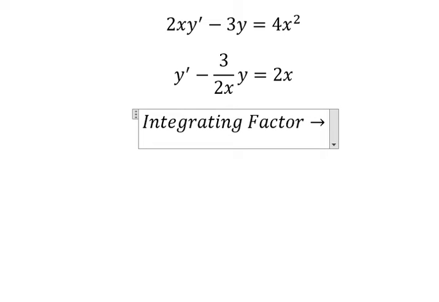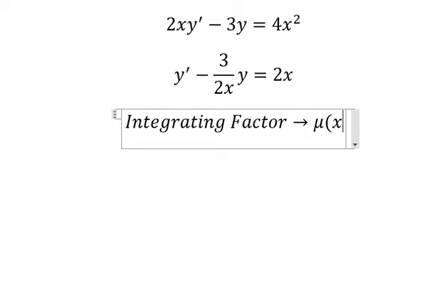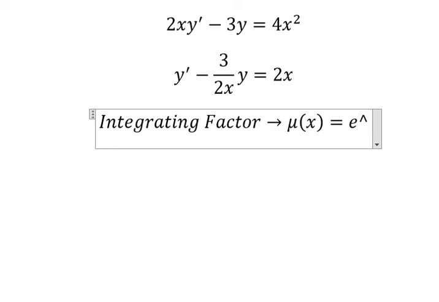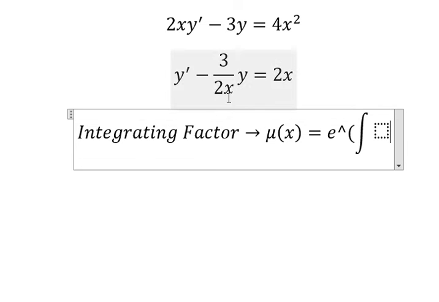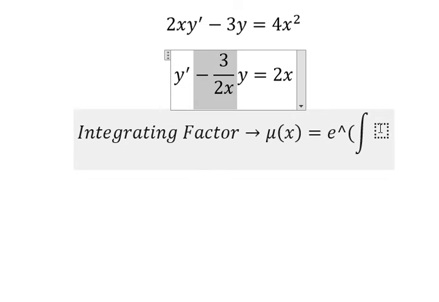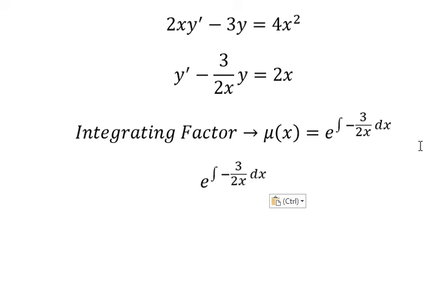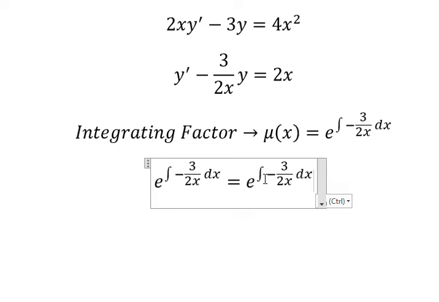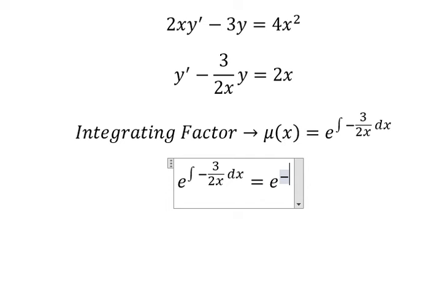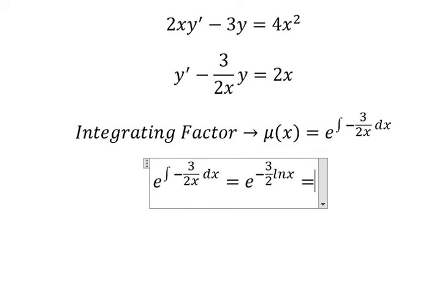So we need to find mu of s equals e to the power of the integration. That's about this one in here. So the integration of negative 3 over 2s ds, we will have negative 3 over 2 ln s, and we can put negative 3 over 2 inside the natural log in here.